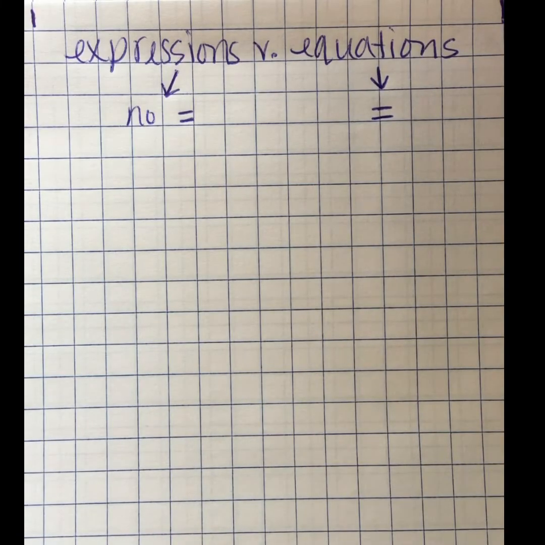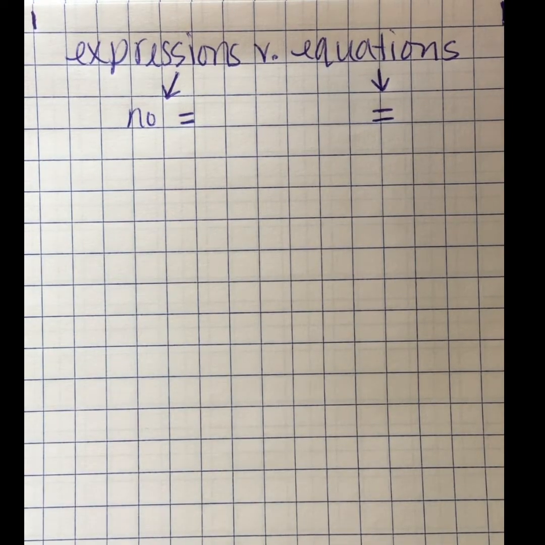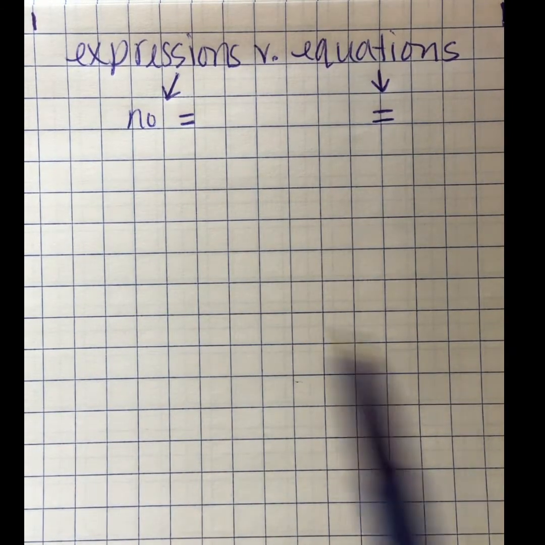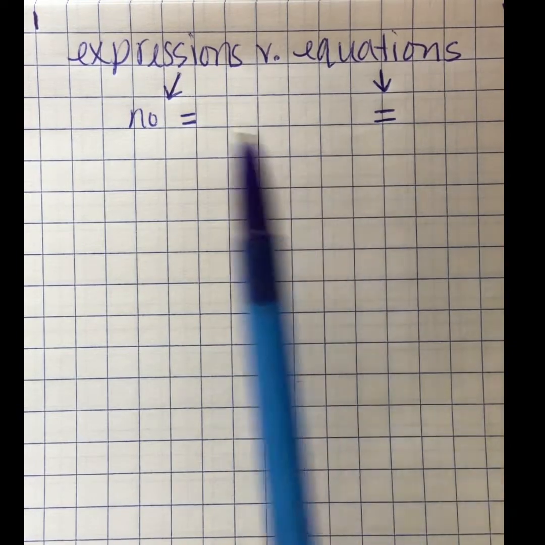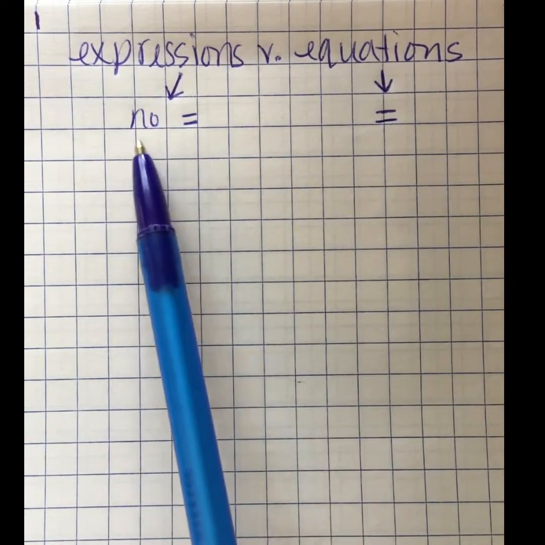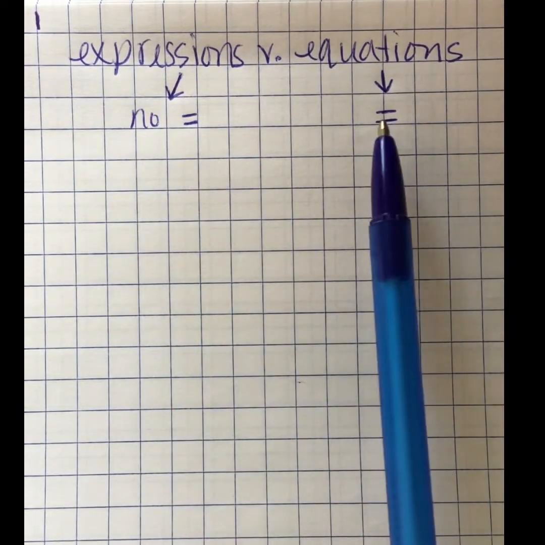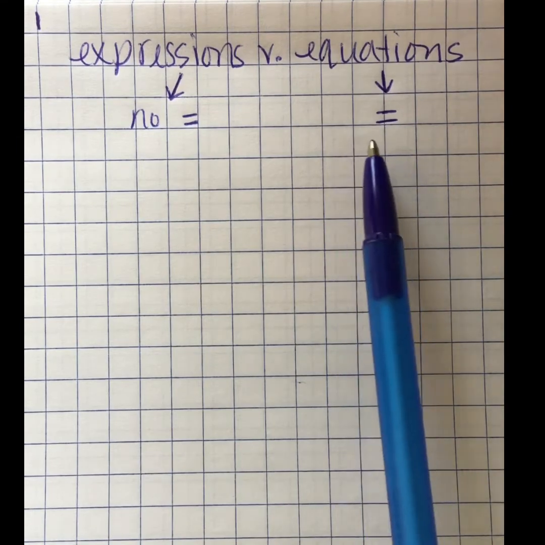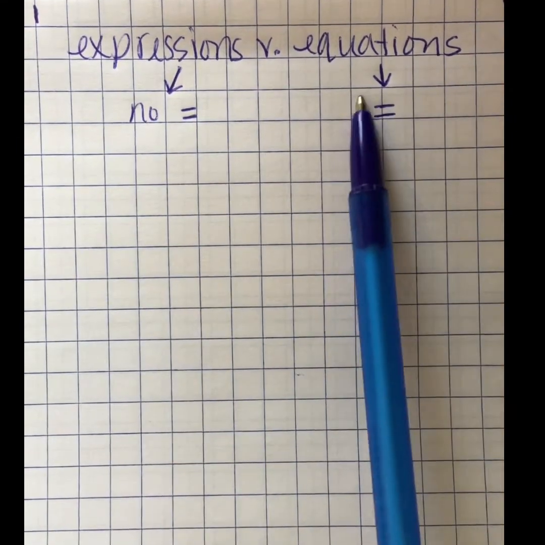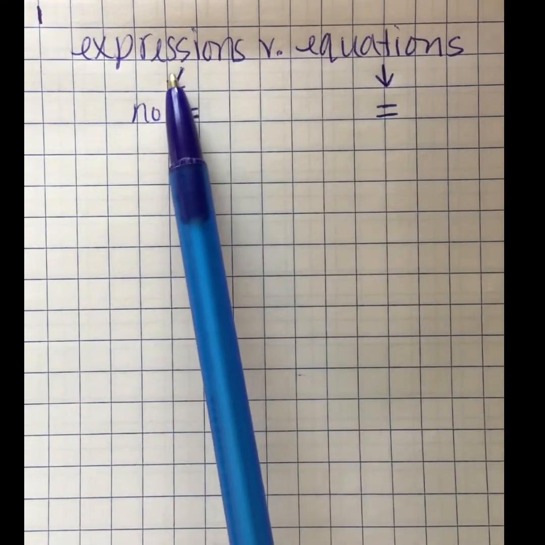Alright guys, we're going to kick off algebra review with a little review of expressions and equations. So expressions have no equal sign and equations do have an equal sign. In fact, equations are made up of expressions.